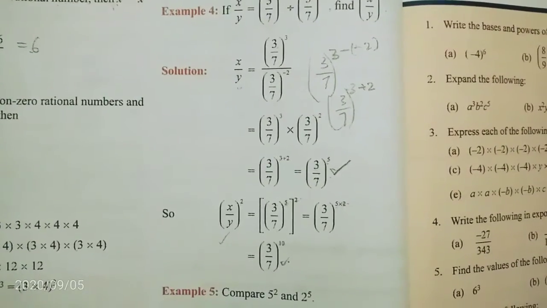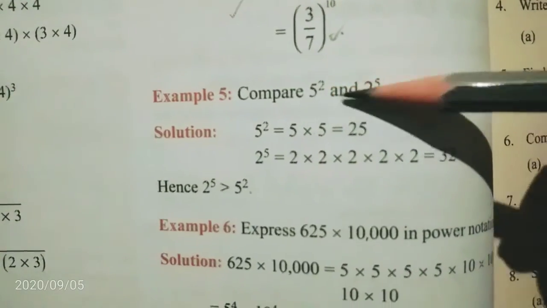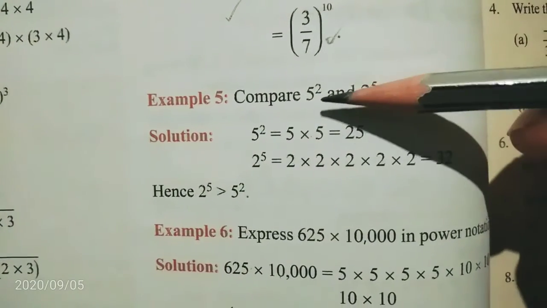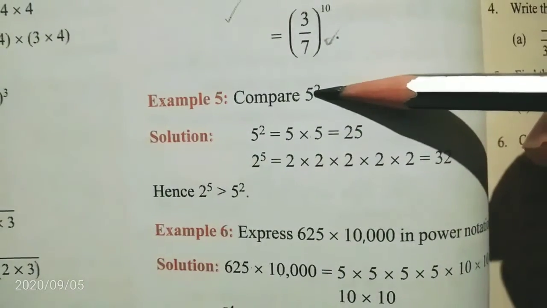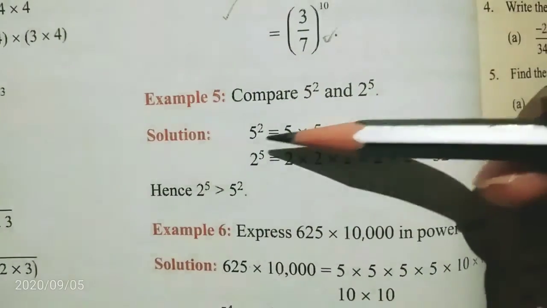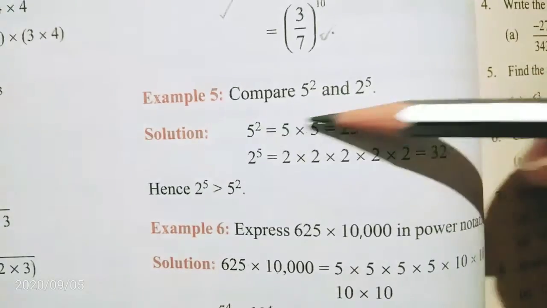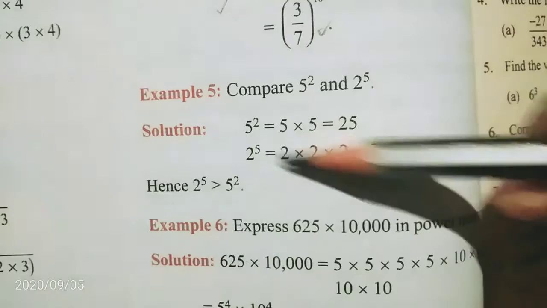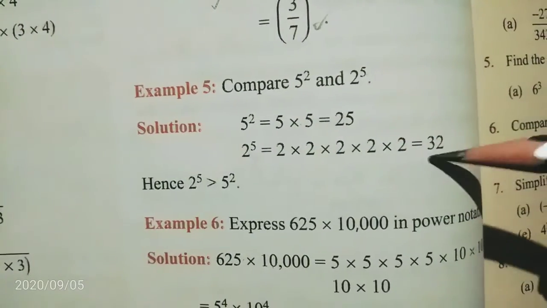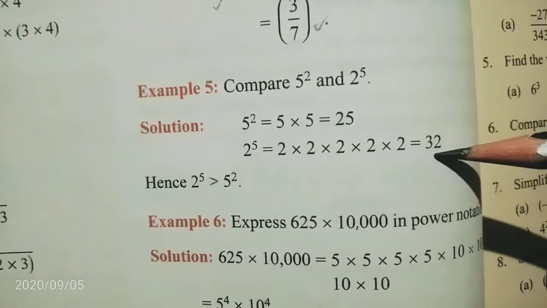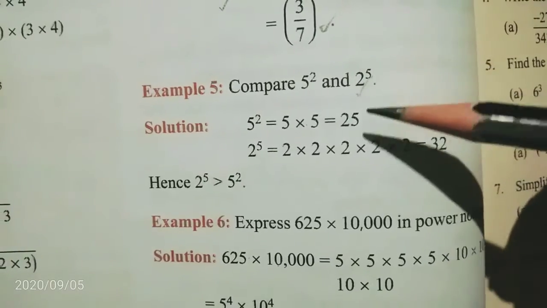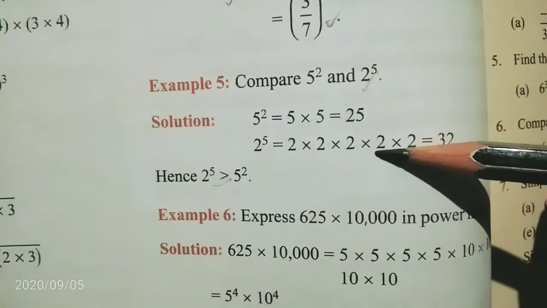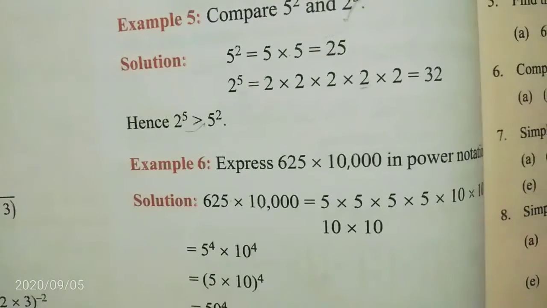In this way you have to apply the laws in every question, then you will get the answer. Understood? Here, question number 5. Compare 5 to the power 2 and 2 to the power 5. Compare means which is greater, which is smaller. So 5 to the power 2, you will expand it. 5 to the power 2 means 5 is multiplied 2 times. 5 into 5 is 25. 2 to the power 5 means 2 is written 5 times. 2 into 2 into 2 into 2 into 2 is 32. So which is greater? 32 is greater. That means 2 to the power 5 is greater. It is a very easy question. By expanding all the things you can get the answer.